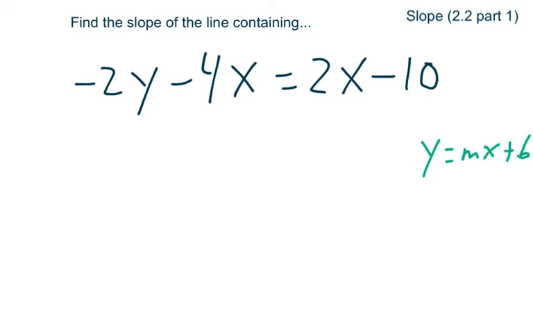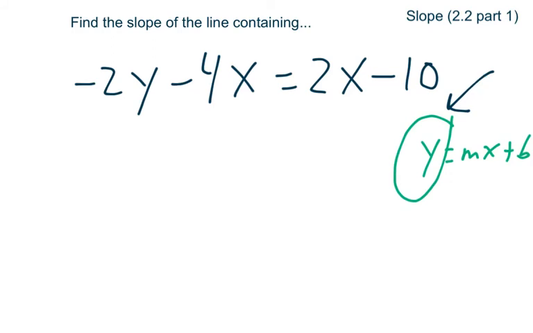So remember in chapter 1 we solved equations for one letter? Why did we do that? Because of this y. We want to get y by itself when we graph equations, but I have y's and x's. So I'm going to get y by itself in terms of the x's.